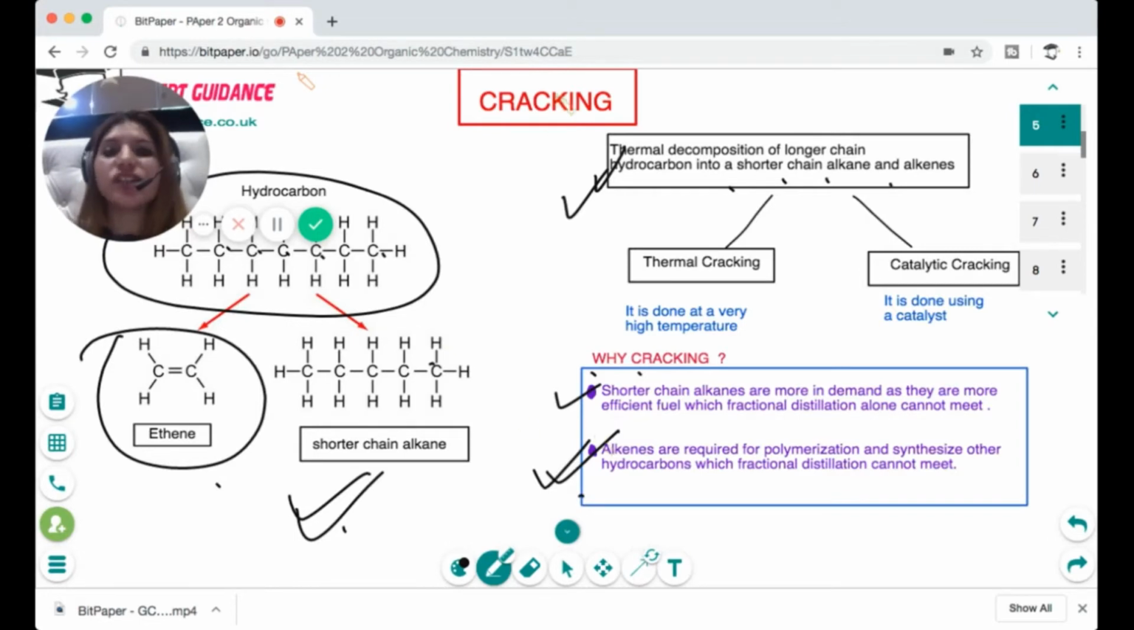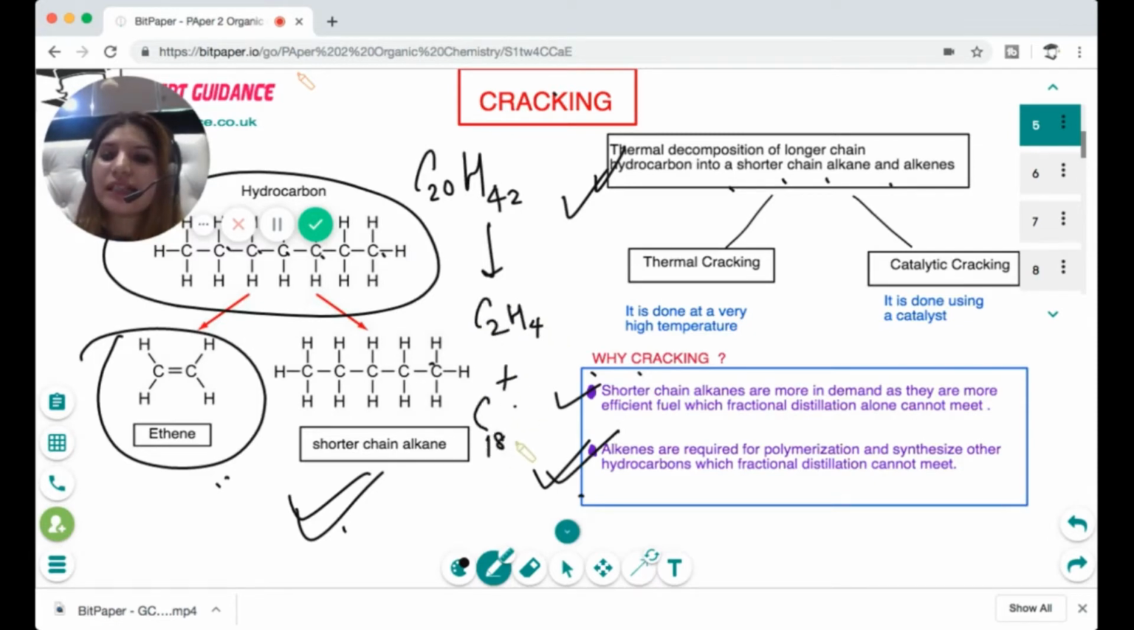Okay, so you should know what cracking is. In the exam, they can give you any compound. They can ask you to write the name or the formula for a 20 carbon hydrocarbon. So a 20 carbon alkane, which has the formula CnH2n plus 2, would be C20H42. You need to do its thermal cracking. So remove an alkene which has a C2H4 formula, and then you are left with C18 and 38 hydrogen.